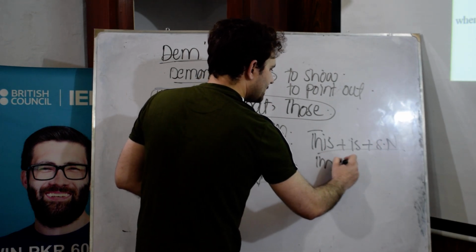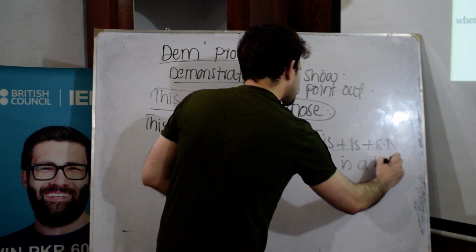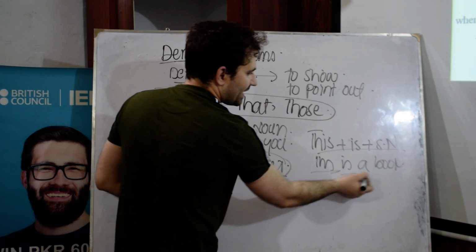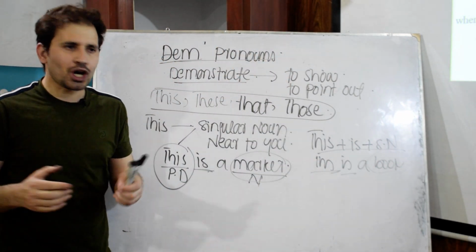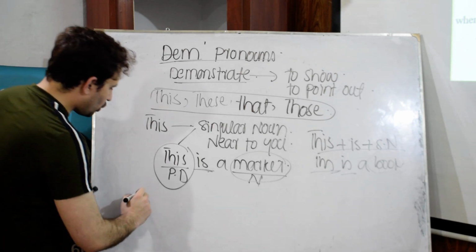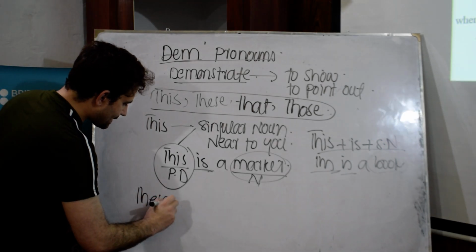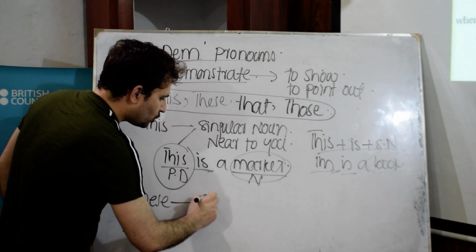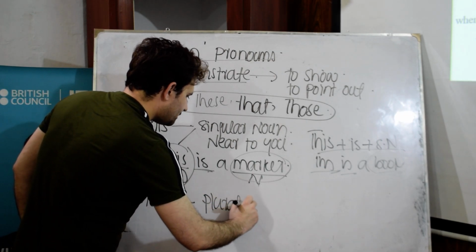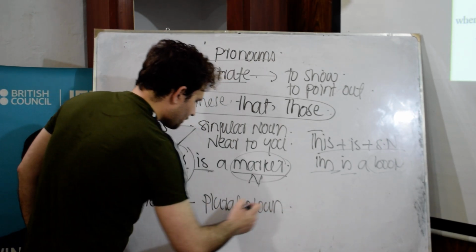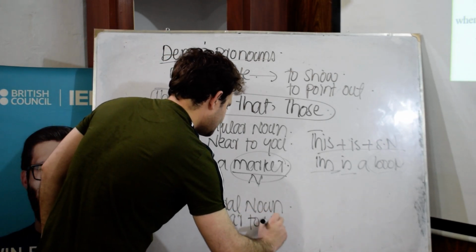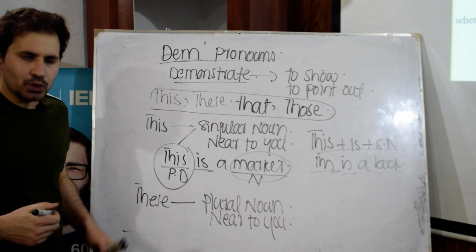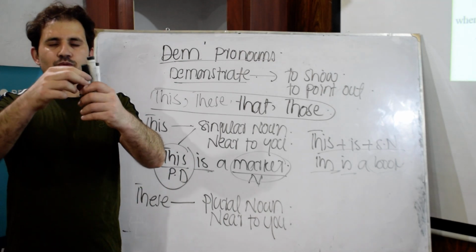This is a book. It should be singular, not plural. If you want to talk about these, when do we use these? When a noun is plural, more than one noun, and a noun that is near to you. When a noun is near to you, for example, this is more than one.